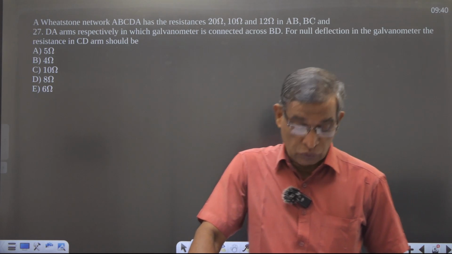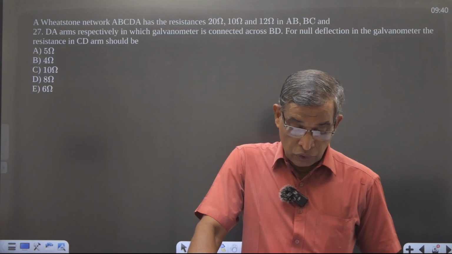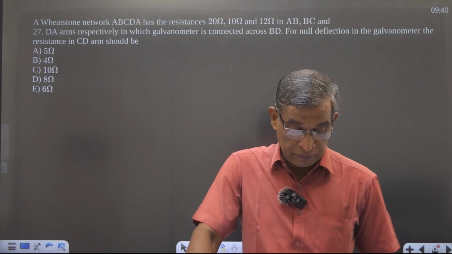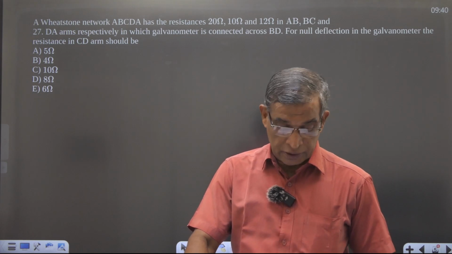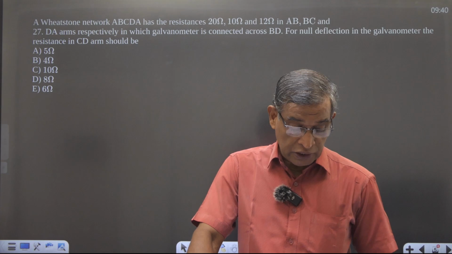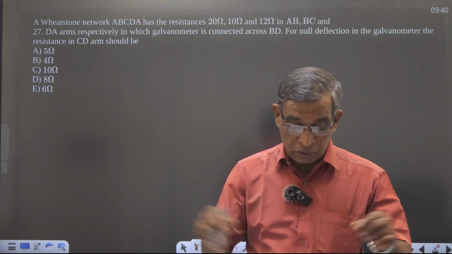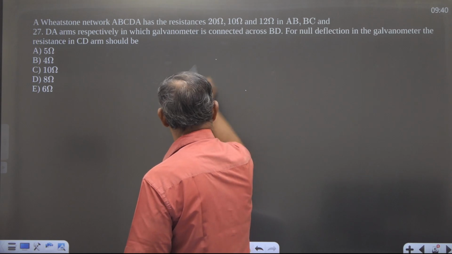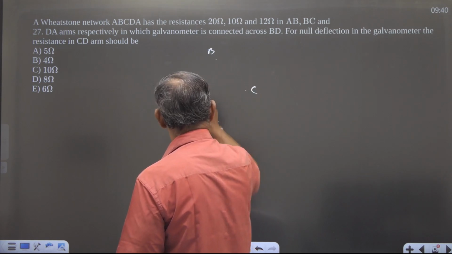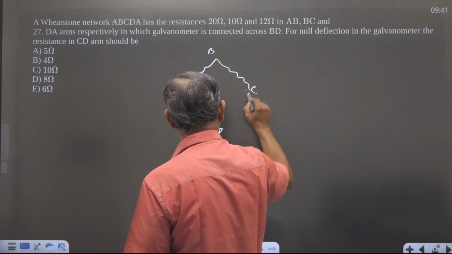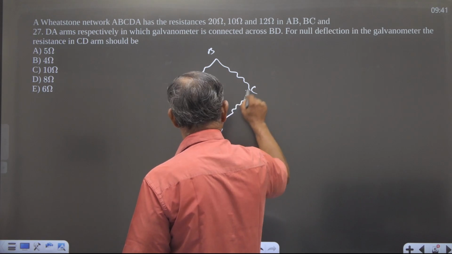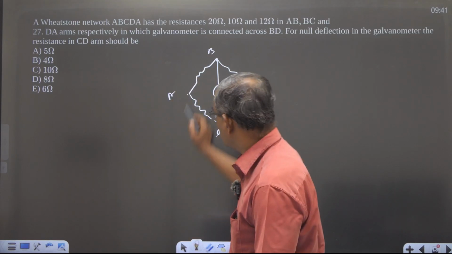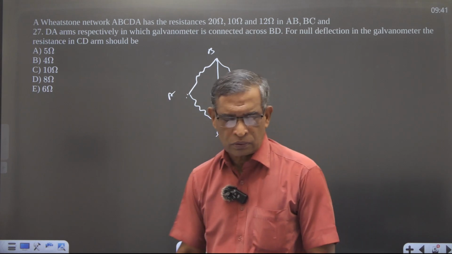In a Wheatstone network ABCDA, 20 ohm, 10 ohm, 12 ohm are in the AB, BC and DA arms respectively, in which a galvanometer is connected across the potential difference. For null deflection in the galvanometer, find the resistance in the CD arm. So we have to draw that ABCD. So this is A, B, C, D. Now this is one arm, another arm. And the galvanometer is connected between B and D as per the problem, and EMF is applied between A and C.